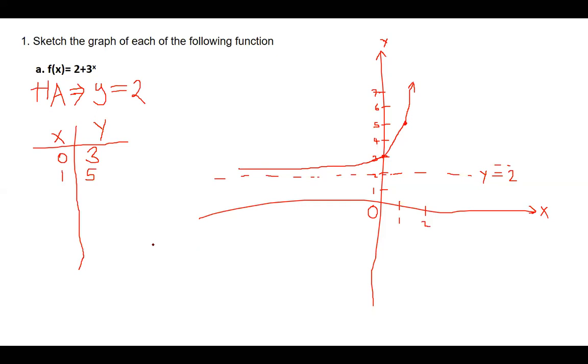Then you find the domain. The domain is simply, you can plug in any number there, from negative infinity to positive infinity. Then you also talk about the range. The range always starts from the horizontal asymptote up to infinity. All right, so this is how you basically sketch the graphs of exponential functions. Actually, this was just a revision.